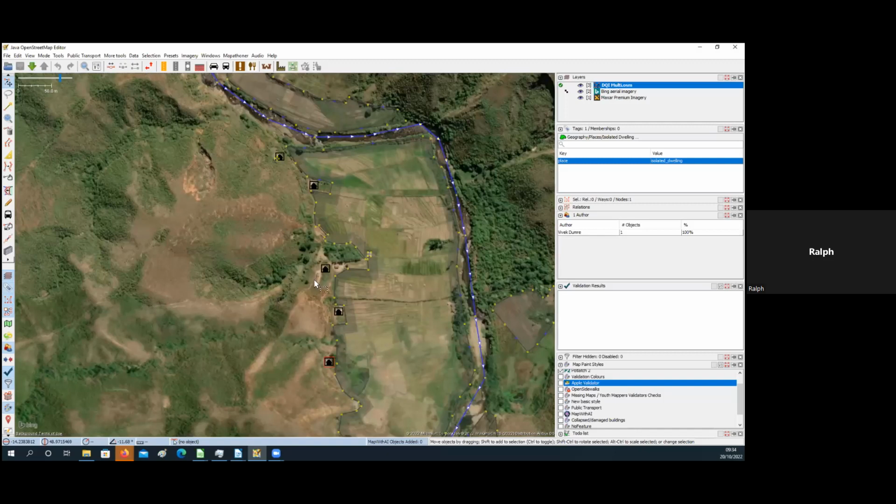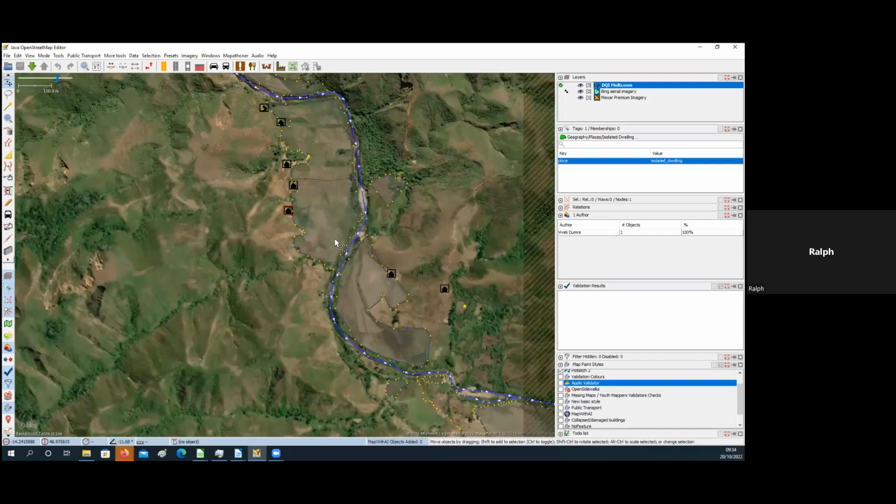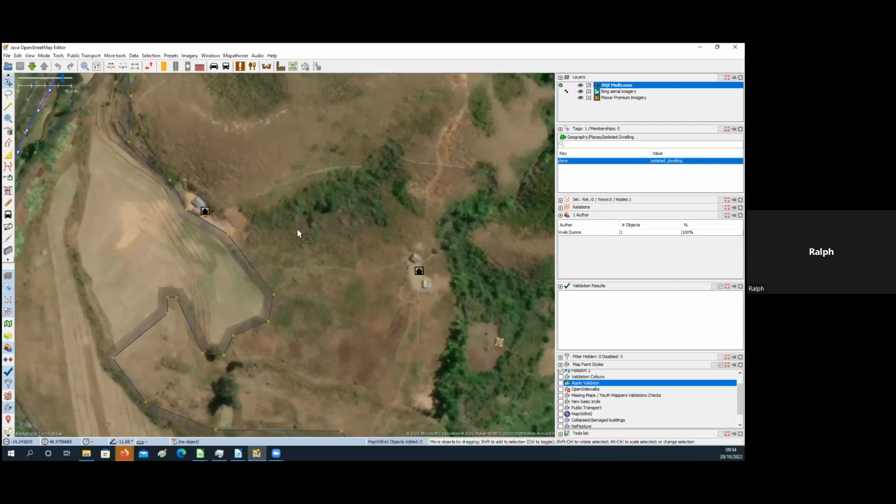We rarely use place isolated dwelling. We rather draw the building, or mark it as a land use farmyard. That's more likely. Now, waterways, you were very good at spotting the main waterways, but what you were not good at spotting was the feeder streams that run into it.